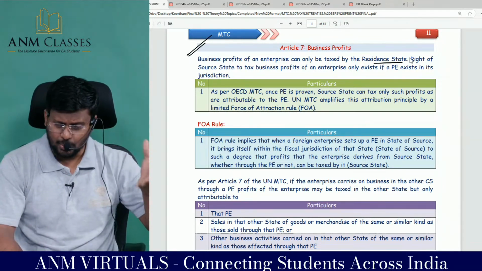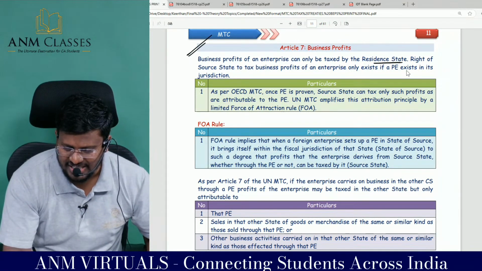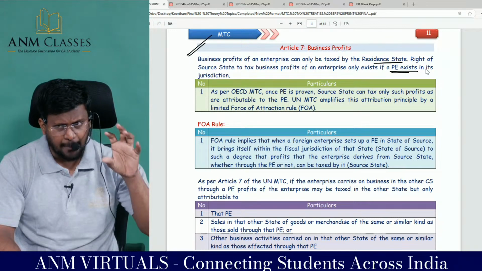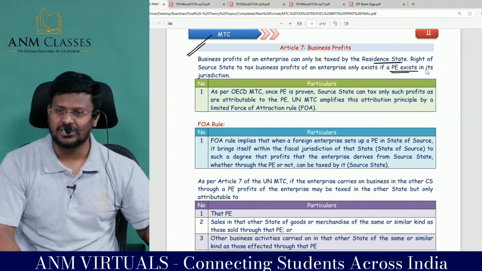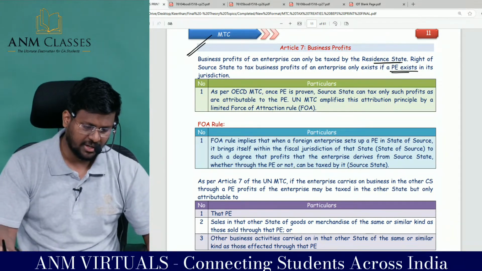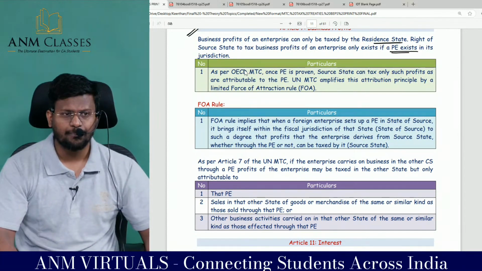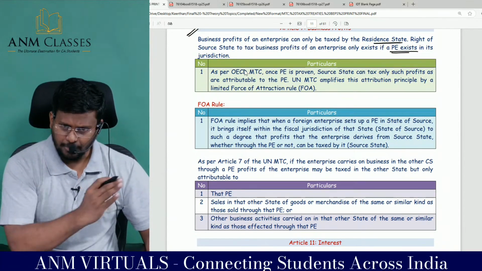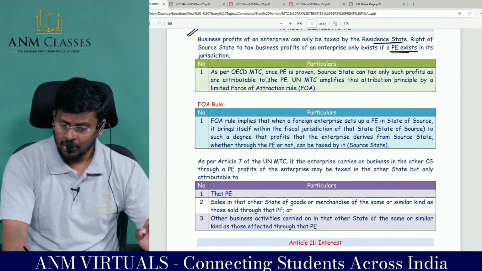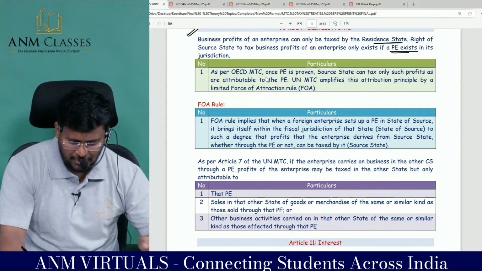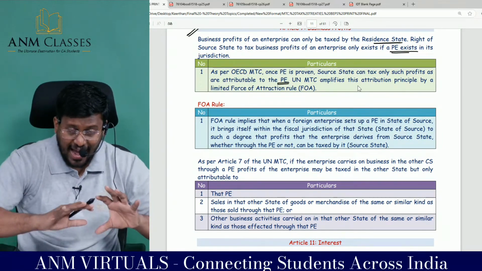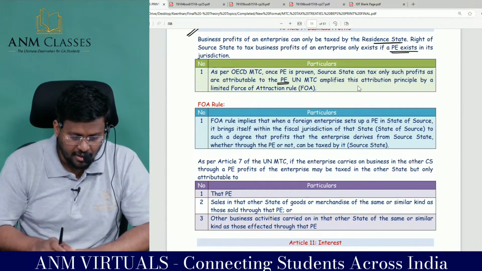The right of the source state to tax business profit of an enterprise only exists if a permanent establishment exists in its jurisdiction. That means if there is a permanent establishment, then the source state can tax the business profit. Otherwise, the business profit can always be taxed by the resident state. As per OECD, which is an agreement between developed countries, in its model tax convention, once PE is proven, the source state can tax only such profit as is attributable to the PE. The UN model tax convention amplifies the attribution principle by a limited force of attraction.